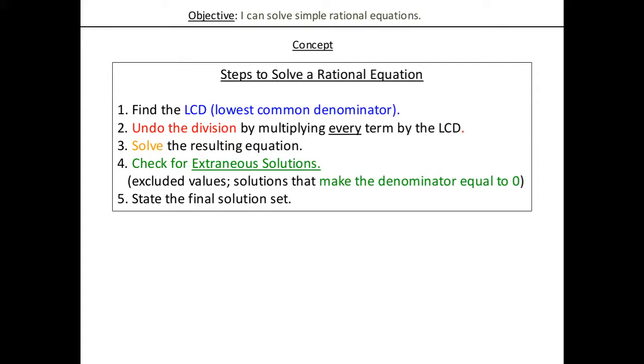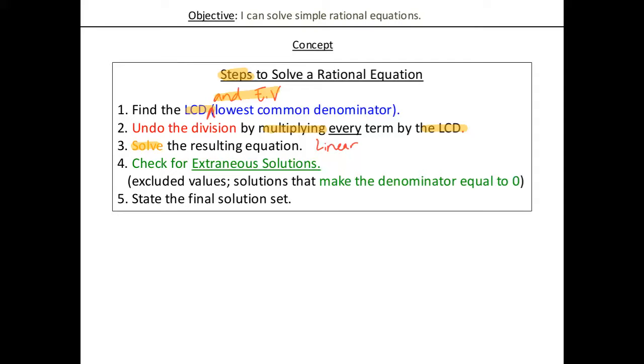All right, so for the steps, these are going to be the same as they were yesterday. The first step is to find the LCD, and I'm going to add here the excluded values. You can do that simultaneously with the LCD. And then you want to undo the division, meaning get rid of the denominators by multiplying everything by the LCD, and then solve whatever you have left over. In today's, you have to figure out if it's linear versus if it's quadratic.